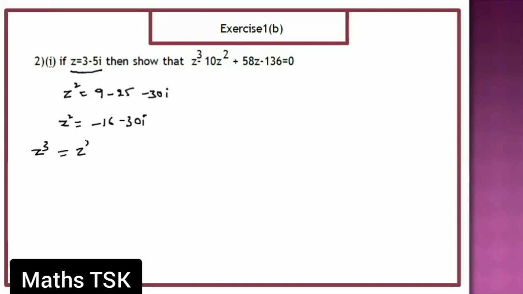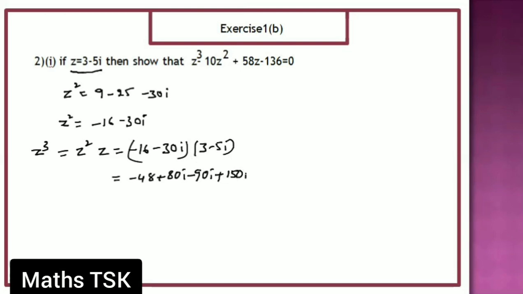Okay. What is z cube? Z cubed is z square into z. What is z square? Minus 16 minus 30i into, what is z? 3 minus 5i. So this is minus 48, and then plus 80i, and then minus 90i, and 5 into 30 is 150, minus of minus, plus that 150i square. So I can write z cubed as minus 48 minus 150, that is minus 198, and then minus 10i.